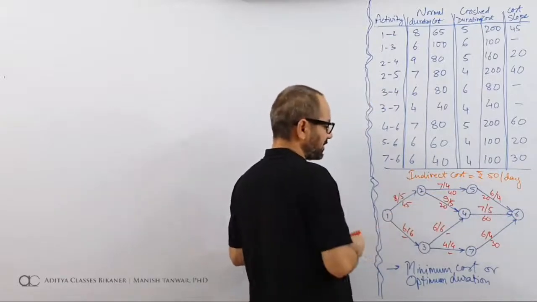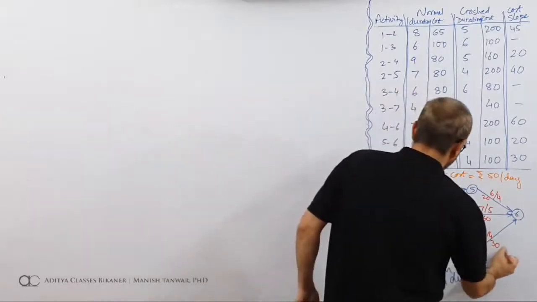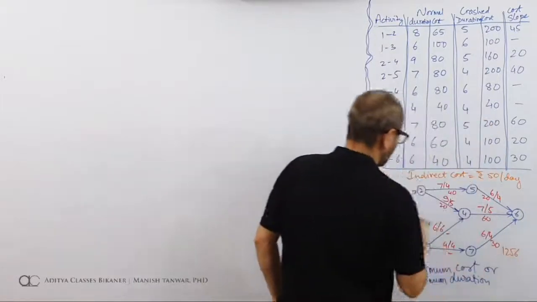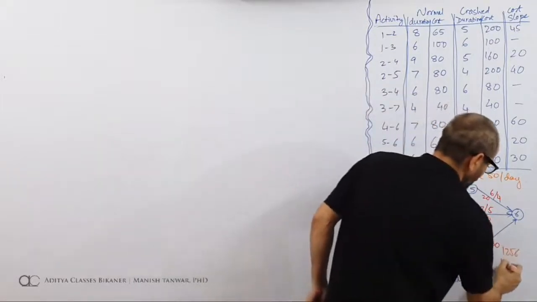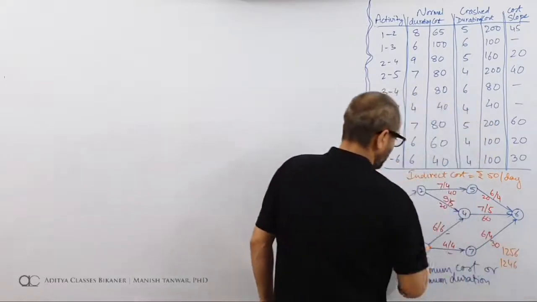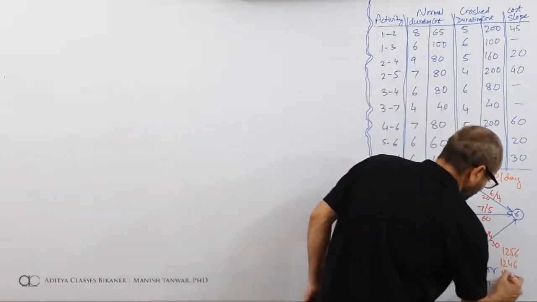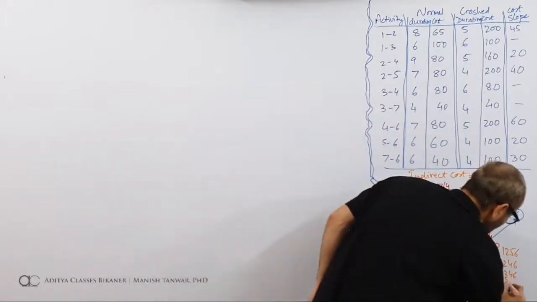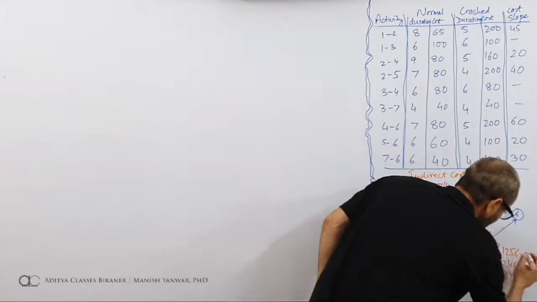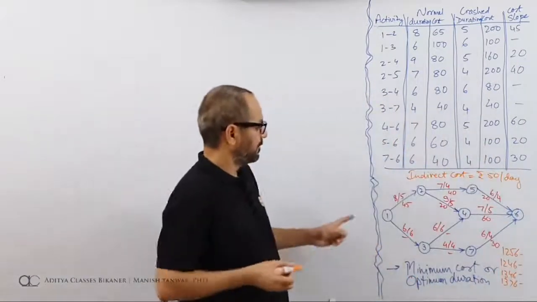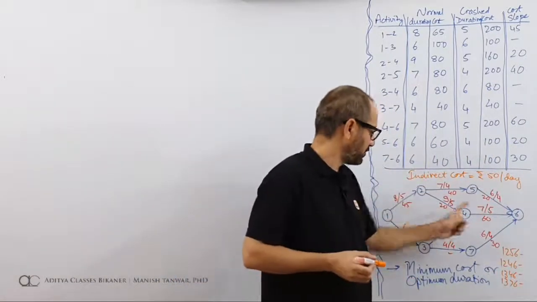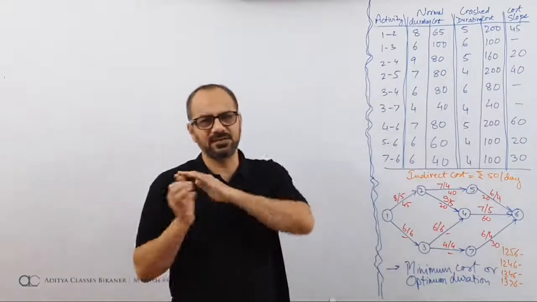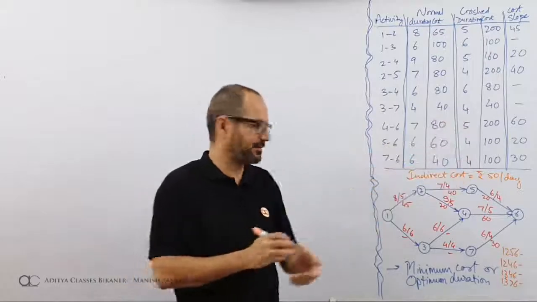So from 1 to 6, what are the various possible paths? The paths are 1, 2, 5, 6. Then there is 1, 2, 4, 6. Then we have 1, 3, 4, 6. And finally we have 1, 3, 7, 6. So we have 1, 2, 5, 6; 1, 2, 4, 6; 1, 3, 4, 6 and 1, 3, 7, 6. These are the paths from the first event to the last event.